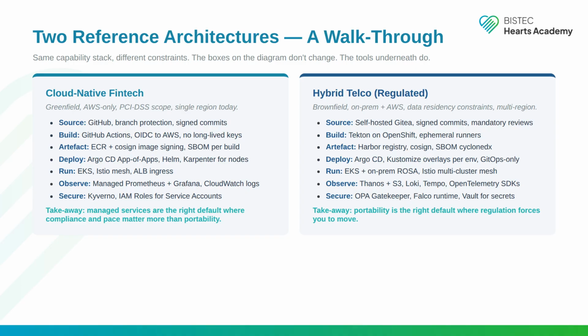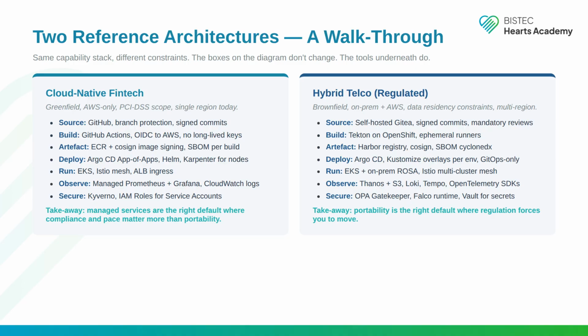Source is GitHub with branch protection and signed commits. Build is GitHub Actions with OIDC to AWS, no long-lived keys. Artifact is ECR with Cosign image signing and an SBOM per build. Deploy is Argo CD app of apps with Helm, Karpenter for nodes. Run is EKS with Istio mesh and ALB ingress. Observe is managed Prometheus plus Grafana plus CloudWatch logs. Secure is Kyverno for policy and IAM roles for service accounts.